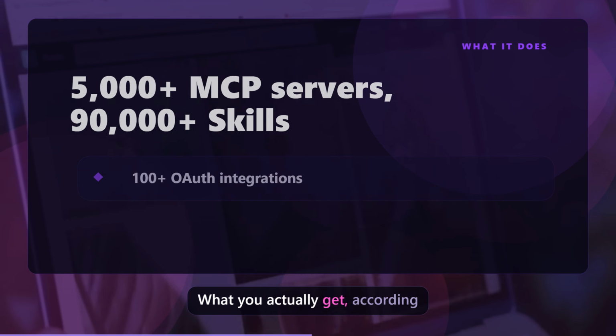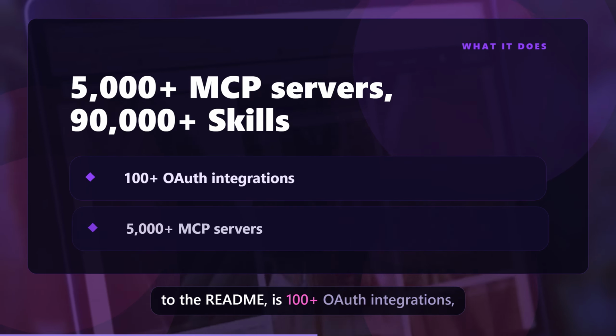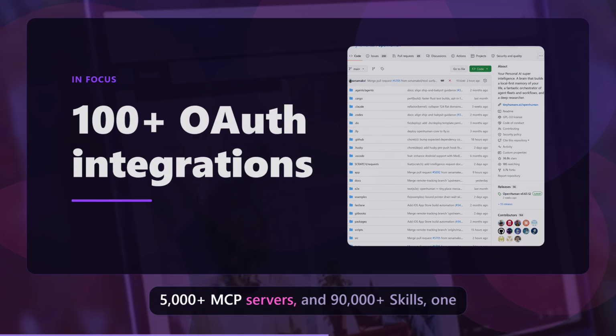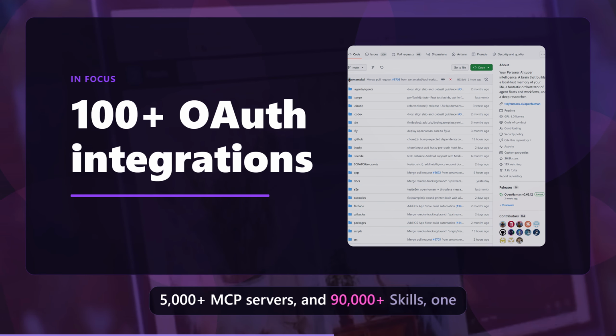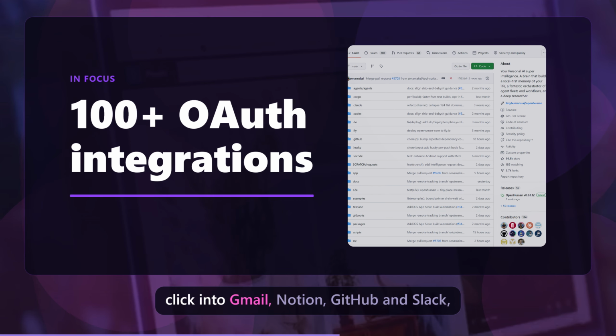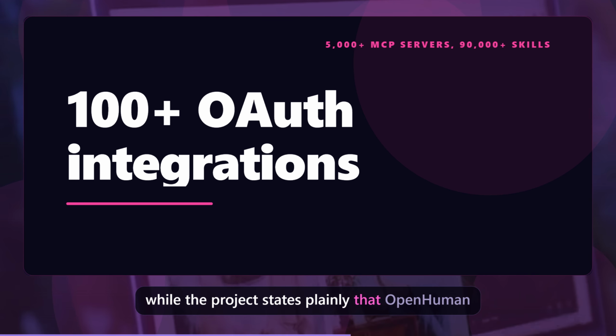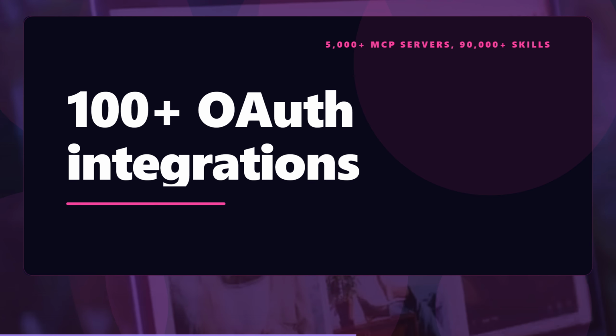What you actually get, according to the README, is 100 plus OAuth integrations, 5,000 plus MCP servers, and 90,000 plus skills, one-click into Gmail, Notion, GitHub and Slack, while the project states plainly that OpenHuman is not AGI.